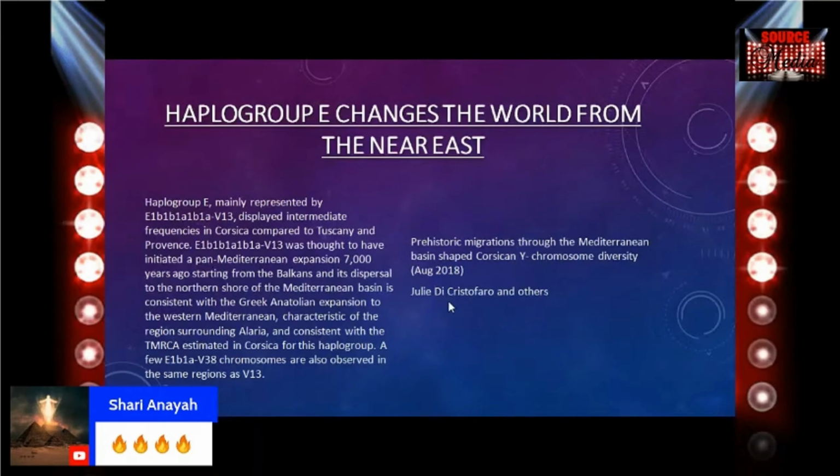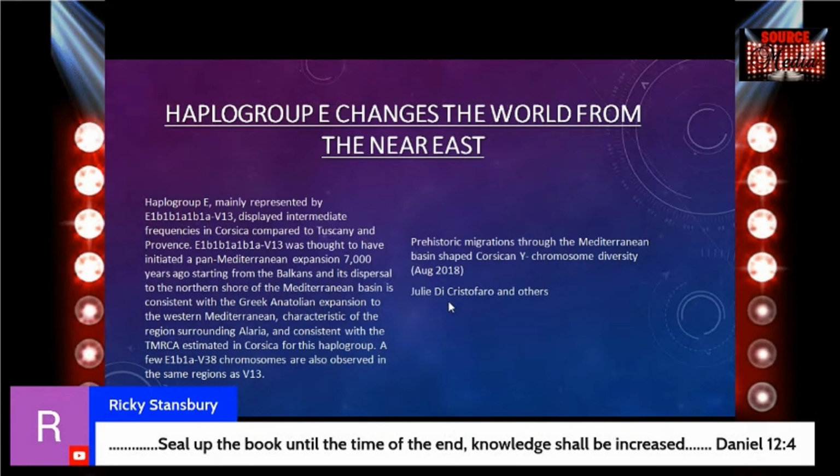And this explains why the Tuscan sample is in this intermediate position. The Tuscan sample was likely able to give rise to either E1b1b or E1b1a due to its intermediate position and likely being EP2. And this is from prehistoric migrations through the Mediterranean basin, shaped Corsica Y chromosome diversity.